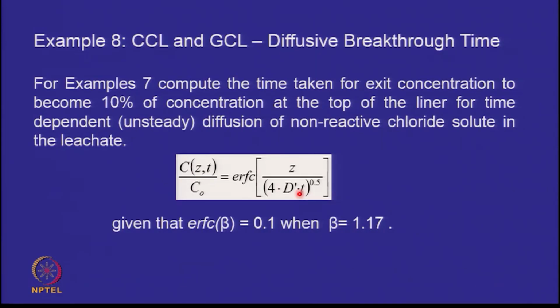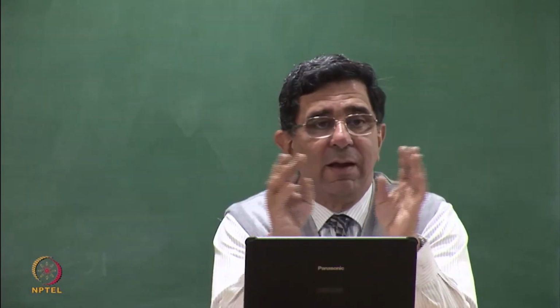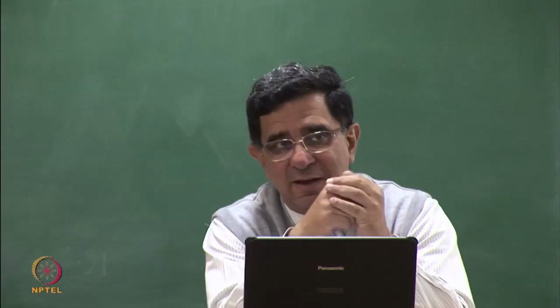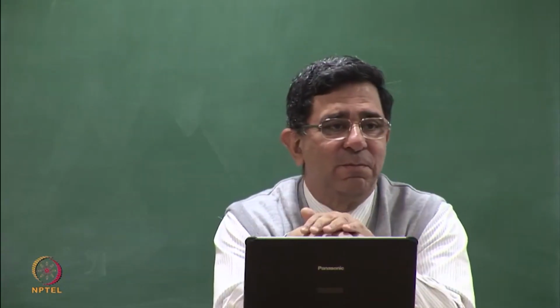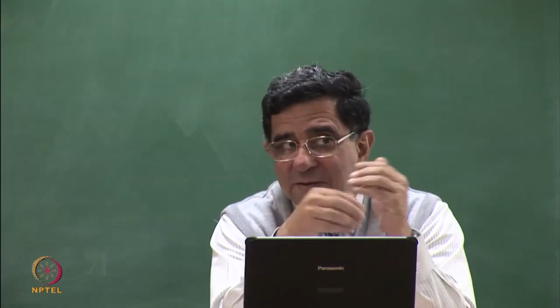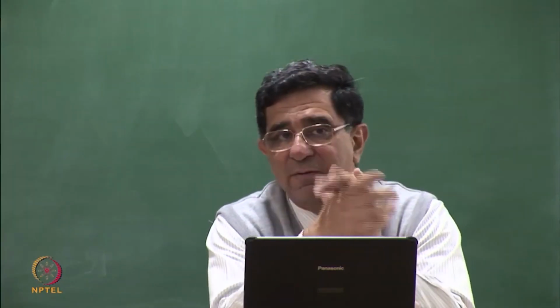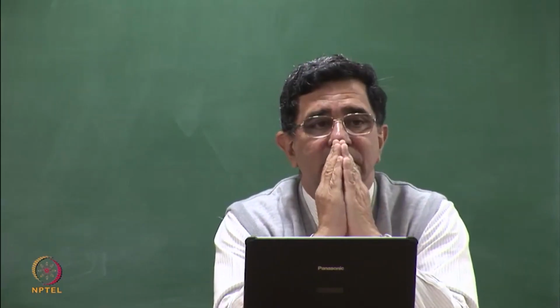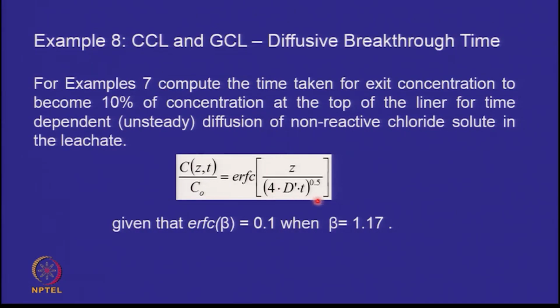Do remember that all processes are coupled. Actually in the field, advection and diffusion are occurring together. So what we are doing here is very, very simplified, but it still does give us an idea of what is happening fast, what is happening slow, how much time does it take. So if this value is 1.17, this becomes 0.1, which is 10%. So please compute the t for the Z.